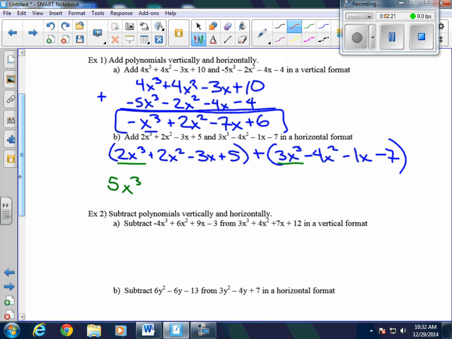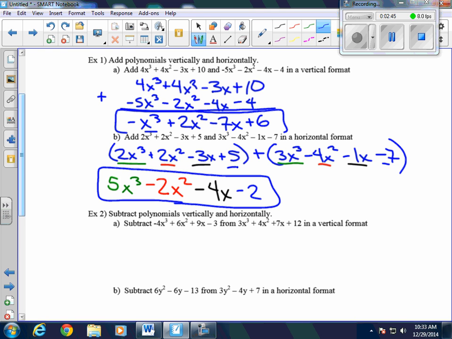Then we're going to have our x squared terms. It's going to be 2 plus negative 4, which is negative 2x squared. Here we're going to have our negative 3x and our negative 1x, which is negative 4x. And then our constants, we're going to have 5 and negative 7, which is negative 2.